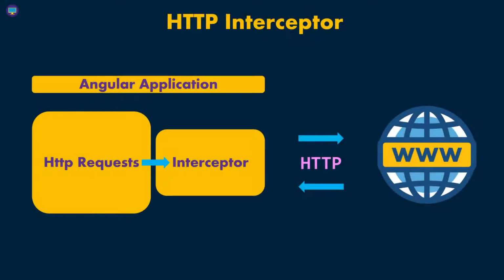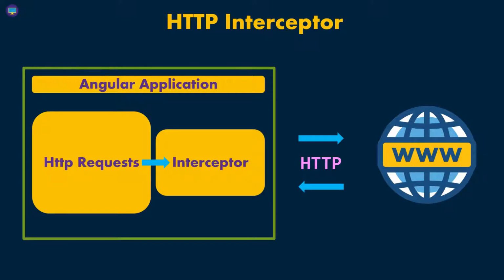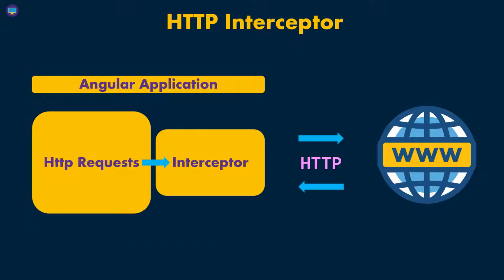Another important concept we need to understand when it comes to HTTP and Angular is the concept of HTTP interceptors. So you can see on the left, we have an Angular application, and that application is making HTTP requests. What you have to understand is that the interceptor sits in between the requests being made from the Angular application and the outside world or the internet.